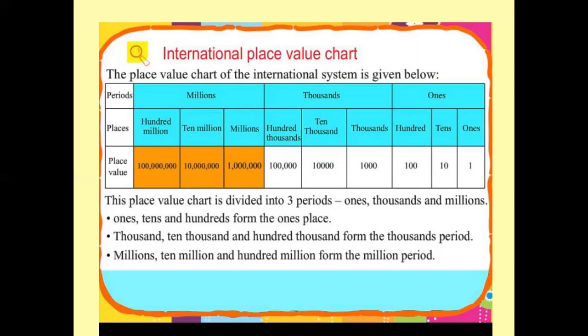Here you can see 3 periods, that is ones, thousands and millions. All these periods have 3 places in them. Ones has ones, tens and hundreds. Then thousands has 1,000, 10,000 and 100,000. And millions has million, 10 million and 100 million. So it is slightly different from our Indian place value system.